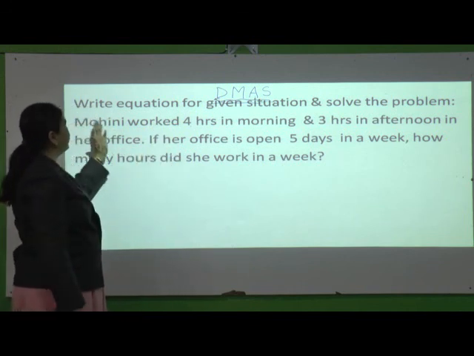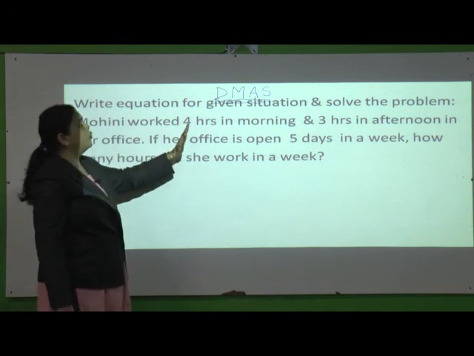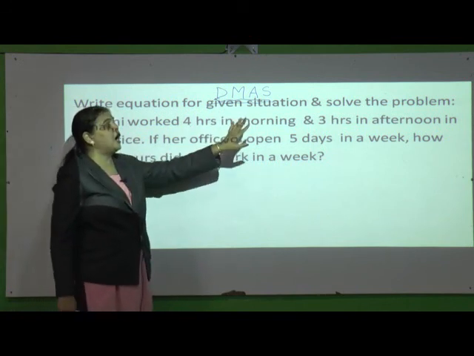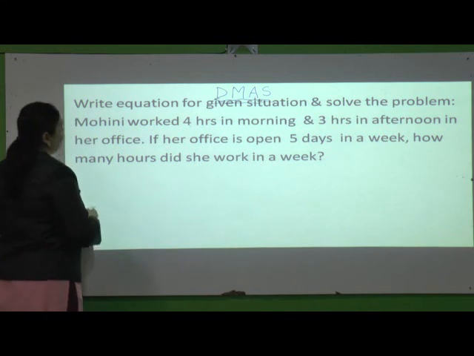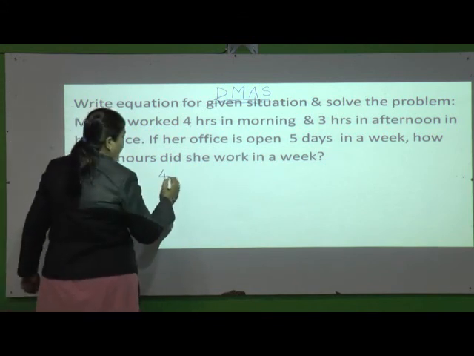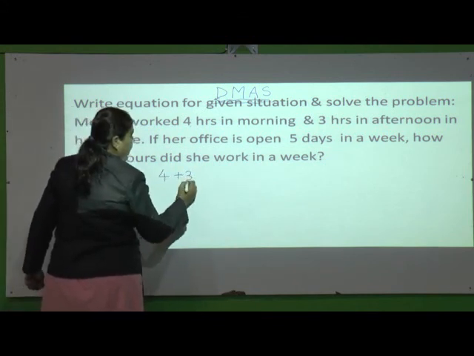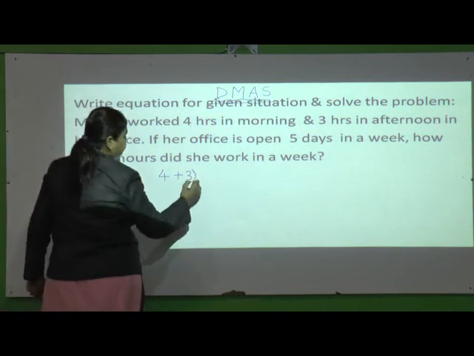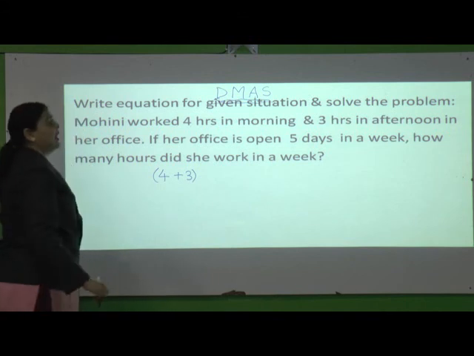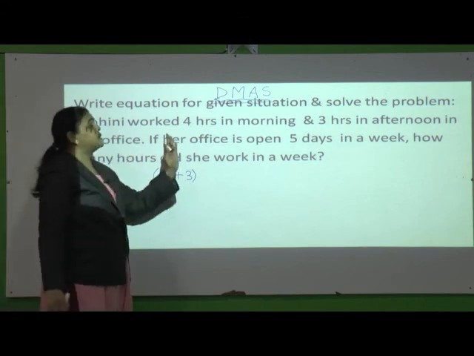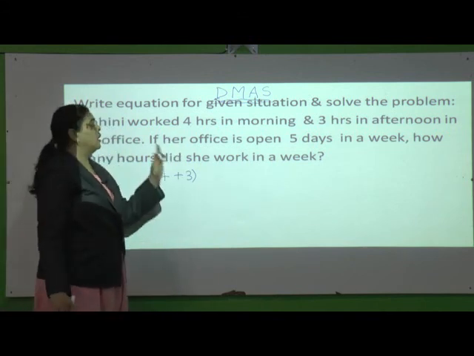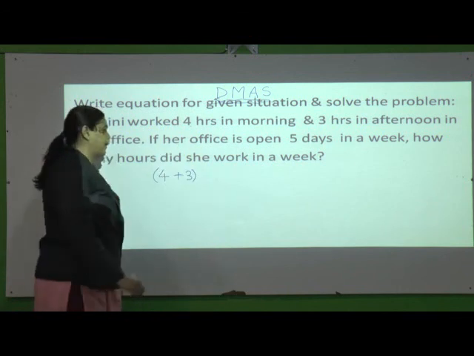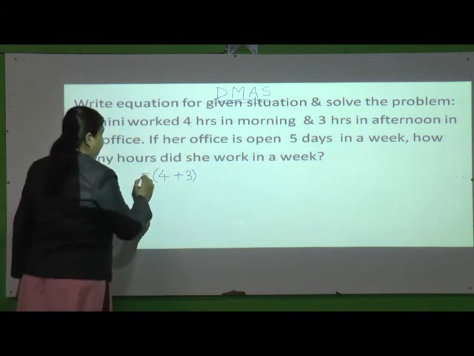Here it's very simple. Mohini worked 4 hours in the morning and 3 hours in the afternoon. So what should we do? I can do the addition of this. And for how many days is her office working? Her office is working for 5 days, so I will write 5 here.